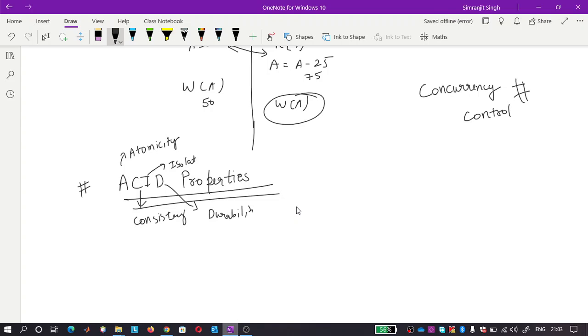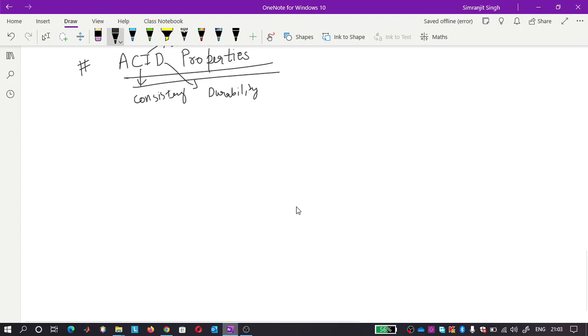So guys, a transaction management system should have these properties such that we are able to implement the concurrency control system effectively. So we need this particular thing. Now what is the meaning of each of these properties? I'll go through it one by one.